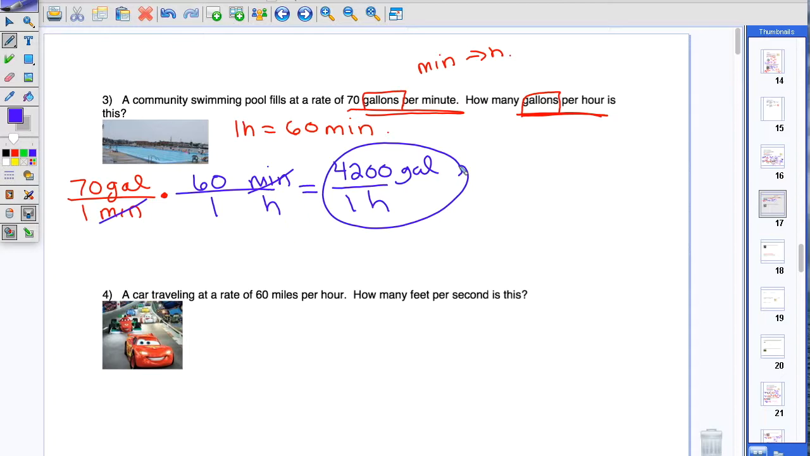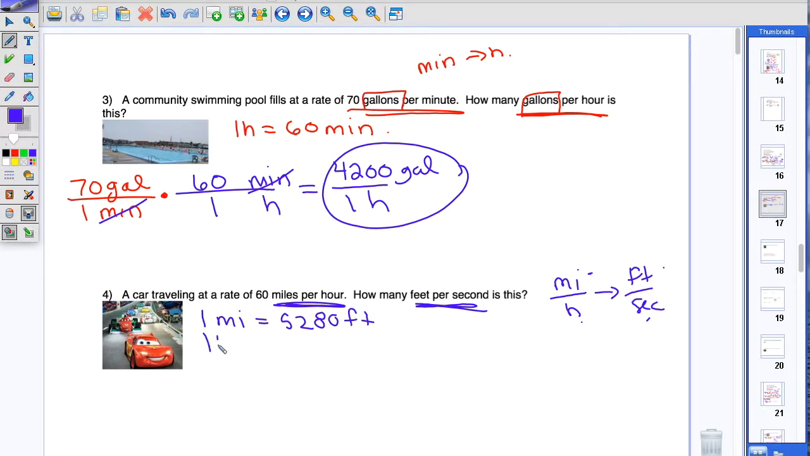Number 2, a car traveling at a rate of 60 miles per hour. How many feet per second is this? So we want to go from miles per hour to feet per second. Miles over hour, and then we want to change it to feet per second. So you can see that we need 2 conversion factors, miles to feet and hours to seconds. So our conversion factor between miles and feet is 1 mile is equal to 5,280 feet. Our conversion factor for the time, 1 hour, is equal to 3,600 seconds.